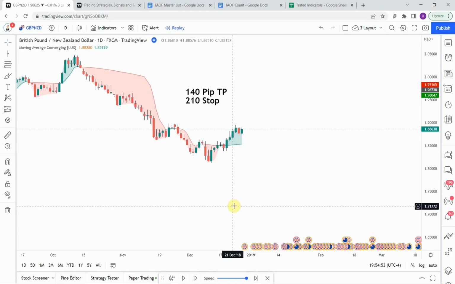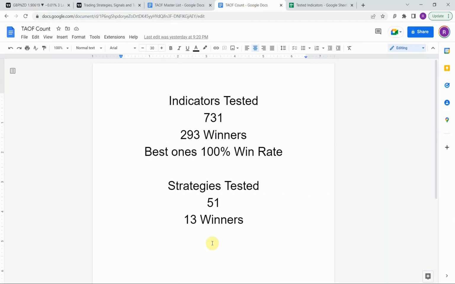Alright, as I said, today we will be testing the moving average converging indicator. Before we do though, I wanted to put the testing scoreboard up for everyone to see. So to date, we have tested a total of 51 different strategies, with 13 of them being profitable. We've also tested a total of 731 indicators, with 293 of them being winners. The best ones so far were able to achieve a 100% win rate. Now you need to go back and watch those videos to understand the context of how they were able to achieve that. So go back and watch those videos and see what you can get out of those winning indicators.